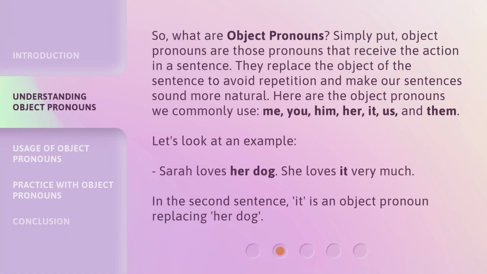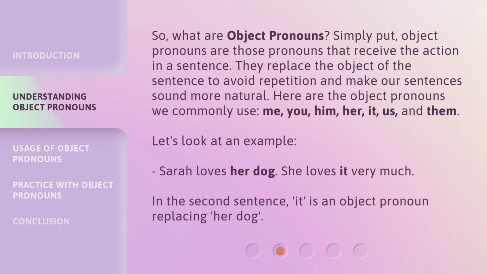So, what are object pronouns? Simply put, object pronouns are those pronouns that receive the action in a sentence. They replace the object of the sentence to avoid repetition and make our sentences sound more natural. Here are the object pronouns we commonly use: me, you, him, her, it, us, and them.